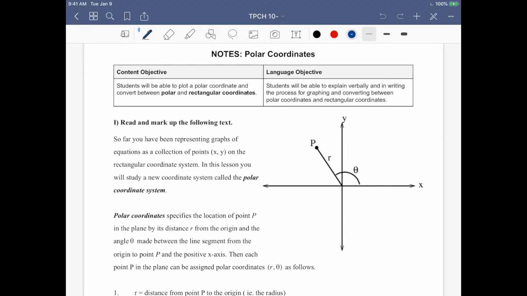Welcome to our notes on polar coordinates. Students will be able to plot a polar coordinate and convert between polar and rectangular coordinates.